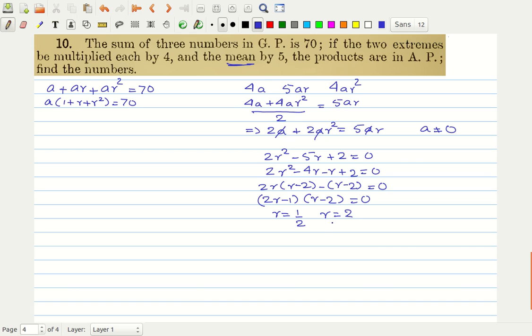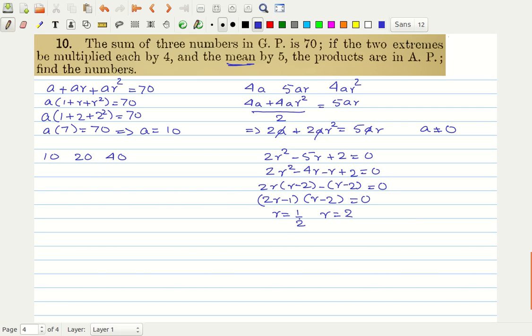Now let us first consider what happens if R is equal to 2. Okay, so this becomes A times (1 plus 2 plus 2 square) is equal to 70, and you get A times 7 is equal to 70, since 1 plus 2 is 3, 3 plus 4 is 7, and therefore A is equal to 10, and your three terms in GP are going to be 10, 10 times 2 is 20, and 10 times 4 is going to be 40. Okay, so these are your three terms in GP.